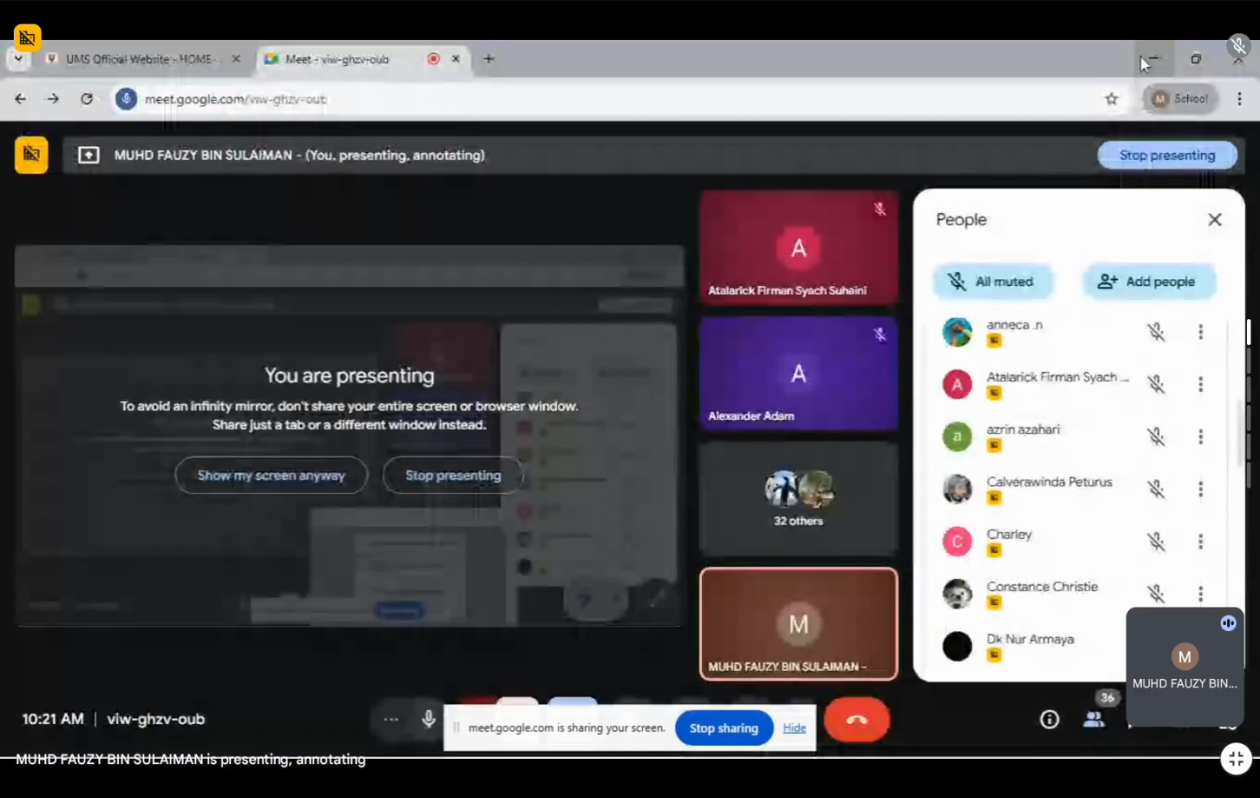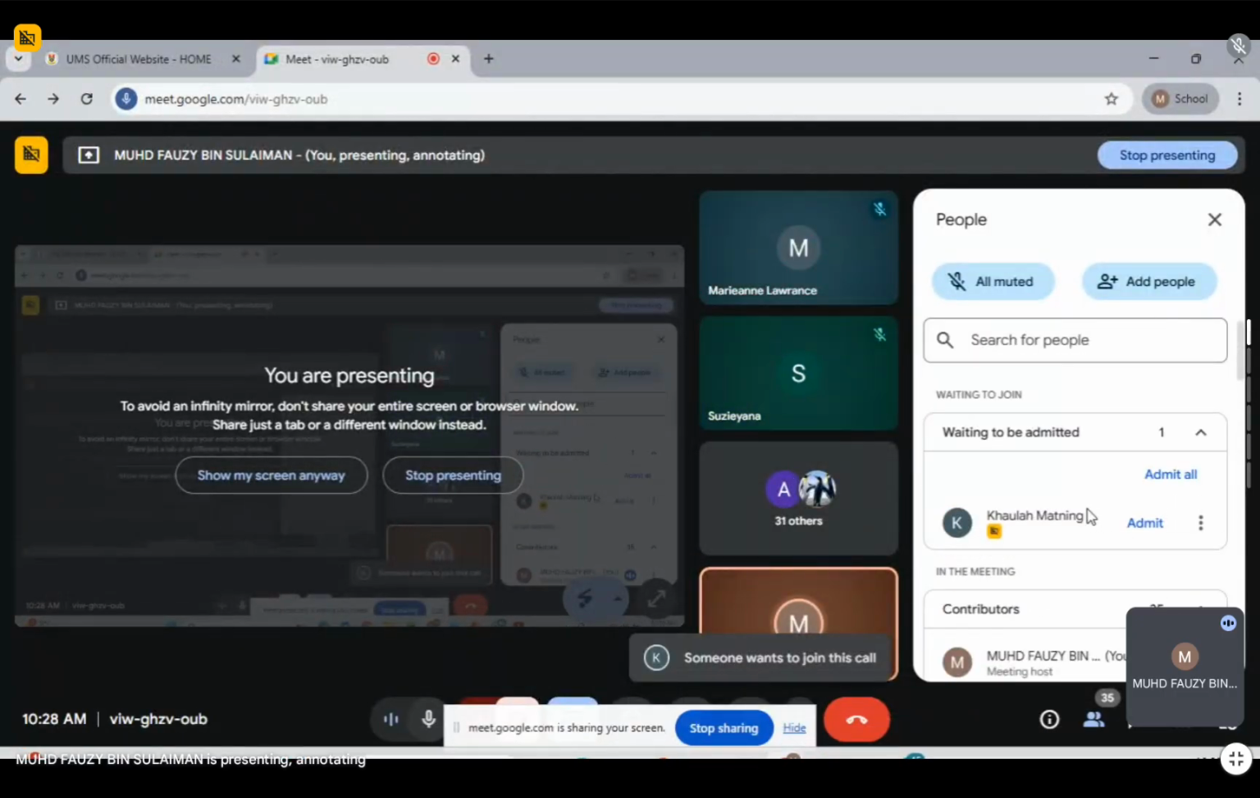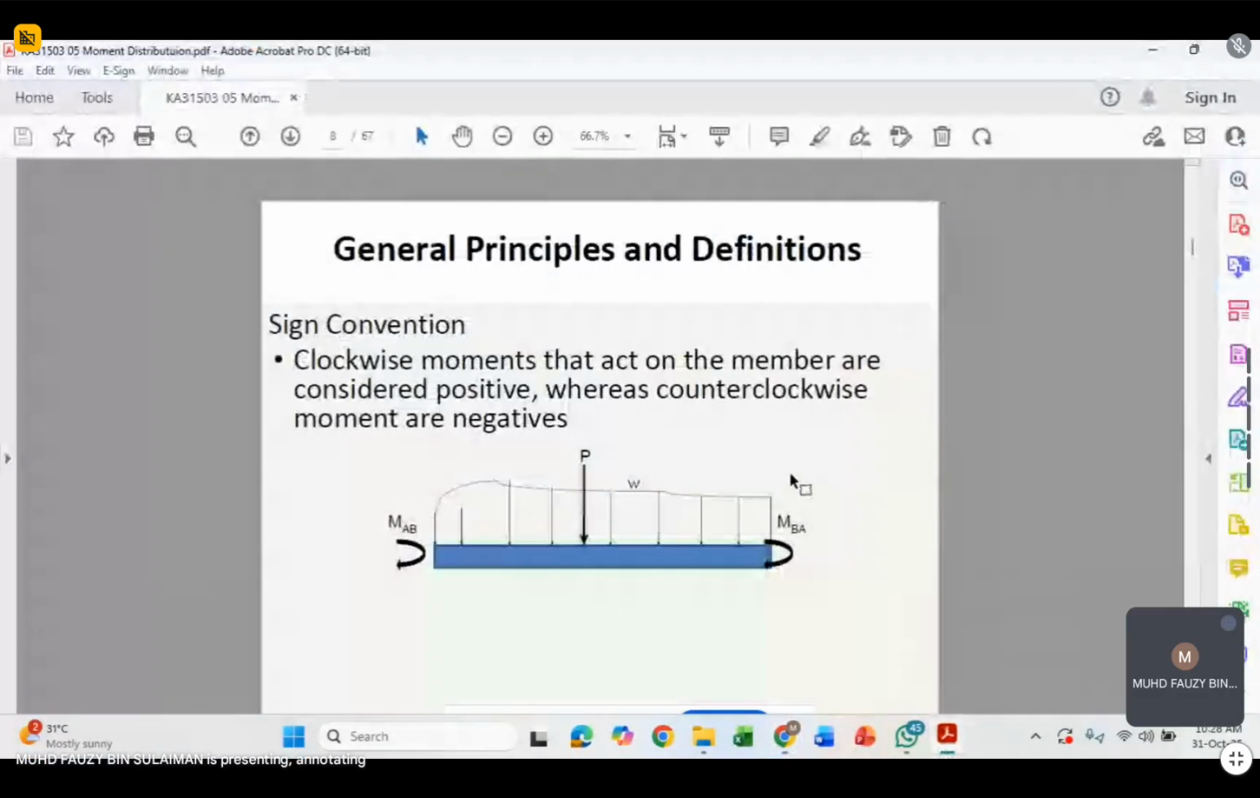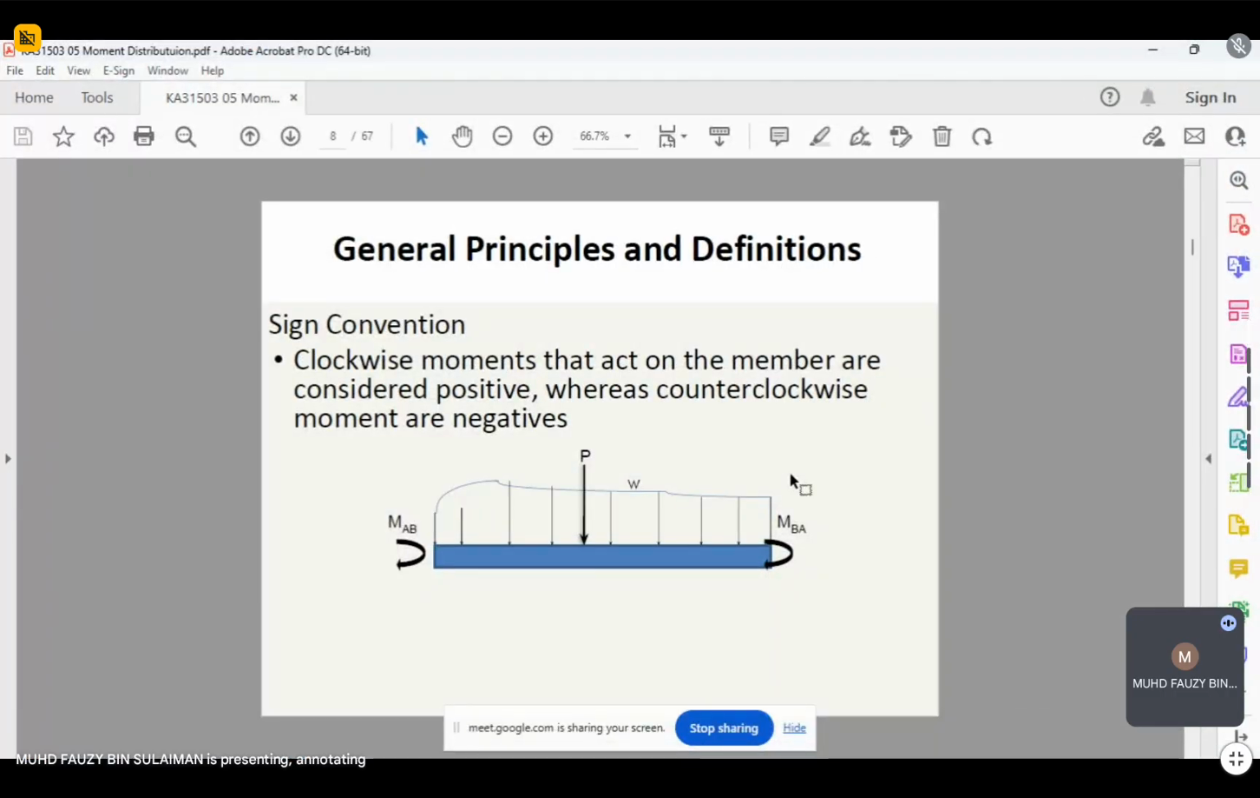In your projection also, you have to assume it, either clockwise positive or anti-clockwise positive. It depends on your preference, whether you prefer clockwise positive or anti-clockwise positive. It's up to you. But in the final, read the question carefully.